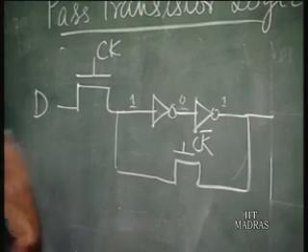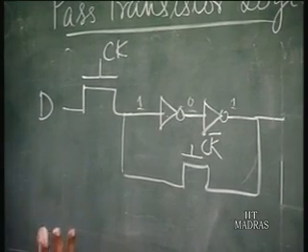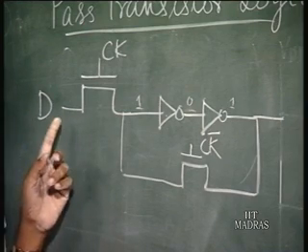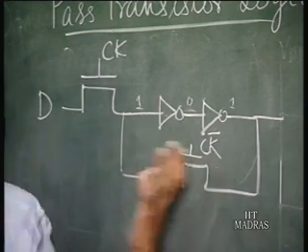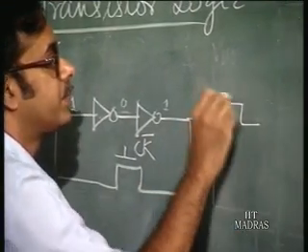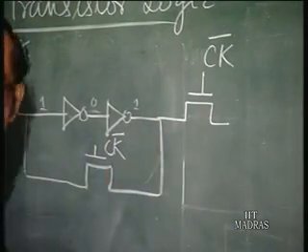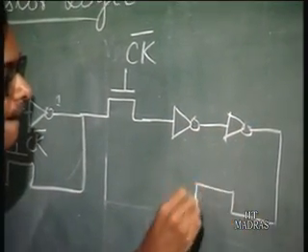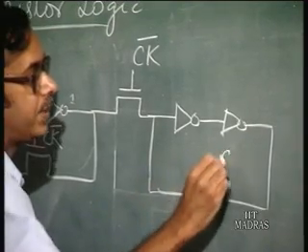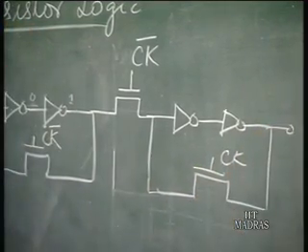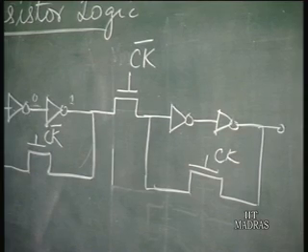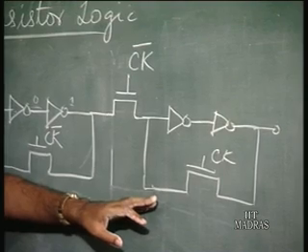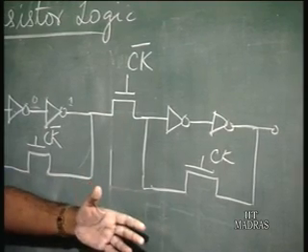Now, if you want master slave operation, that is, you want the output to change only at a particular instant and not when the clock is high, you have to have a second stage. Here you make this clock bar, and this input here is clock. This is going to give master slave operation, because this slave flip flop operates only when the clock is low.